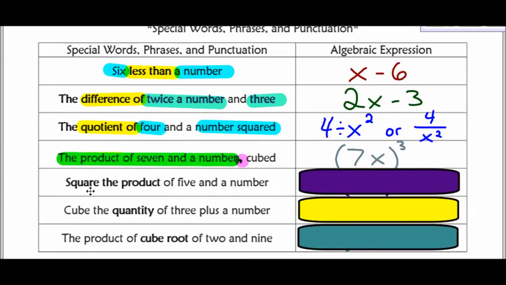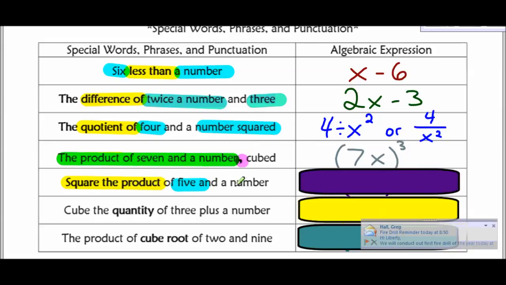Alright, the fifth one's saying square the product. So we're squaring the entire product. This is similar to the previous one. We're squaring the multiplication problem. We're not just squaring one number. We're squaring the product of these two things.